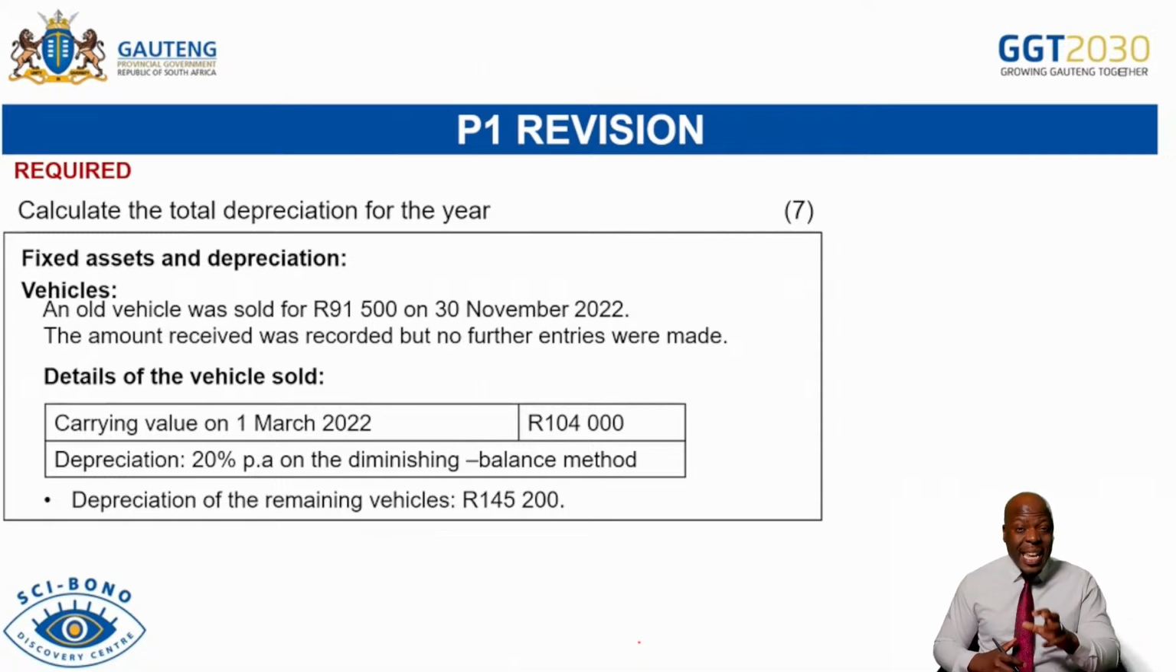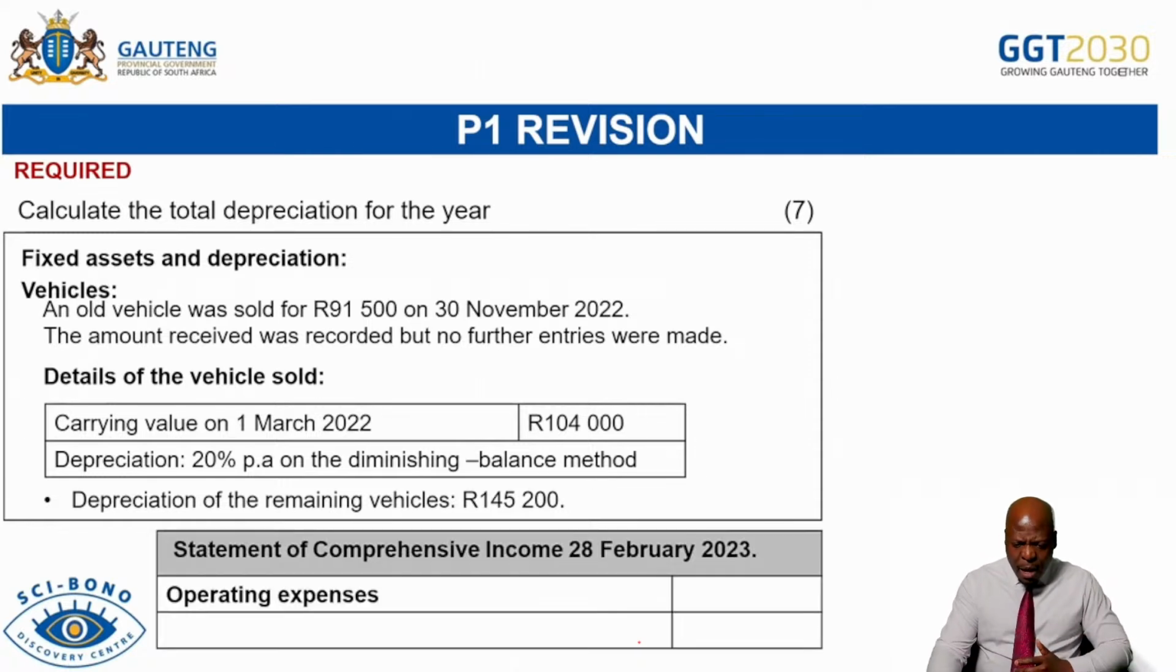Okay, so this one here then says, calculate the total depreciation for the year. So when we calculate depreciation, this is easy because I know that I'm going to record this in my statement of comprehensive income under my operating expenses. So I'm going to come here and say depreciation. Remember, that's an expense. So I have my depreciation. Let's open the bracket.